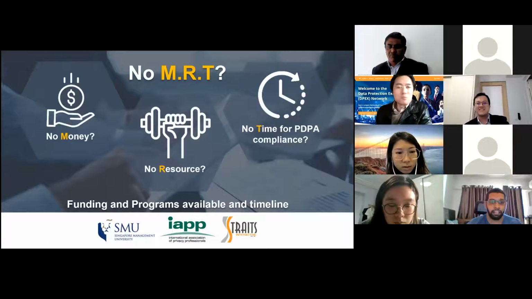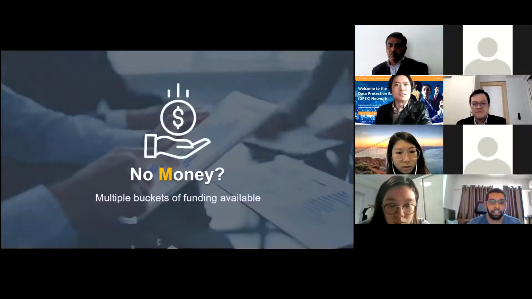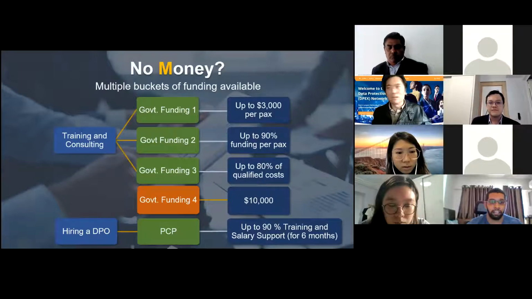I can tell you the honeymoon period is over. Our law has been enacted and enforced since 2014. The amendments have kicked in, the ones with the tiers kicked in on 1st February, just a few weeks ago. So we have no excuse. No money? We are the most blessed country where we have many, many buckets of funding. I can tell you there are these 5 buckets here.